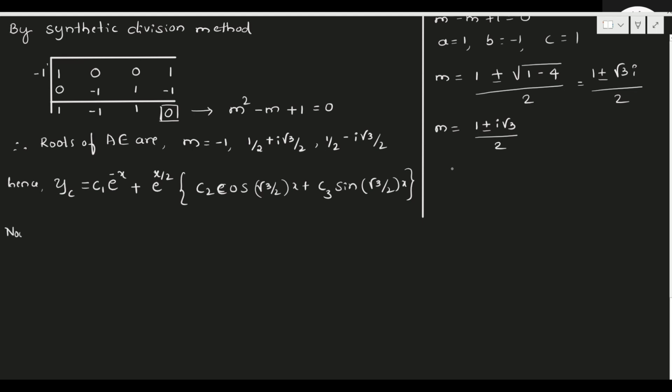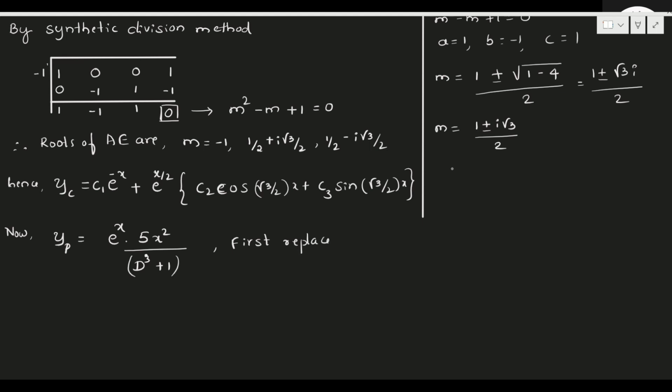Next, we are going to find YP, or the particular integral. So YP is what? It is e^x into 5x^2 divided by f(D). What is your f(D)? f(D) is D^3 + 1. So the first step is we have to replace D by D + a. What is a here? a is the coefficient of x in e to the power ax. So here the coefficient of x is 1, so D + 1.